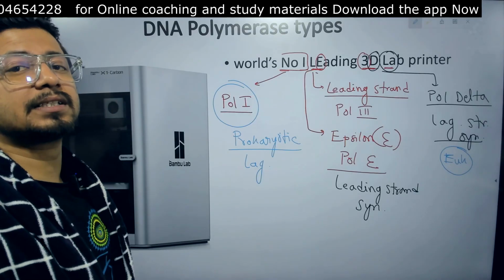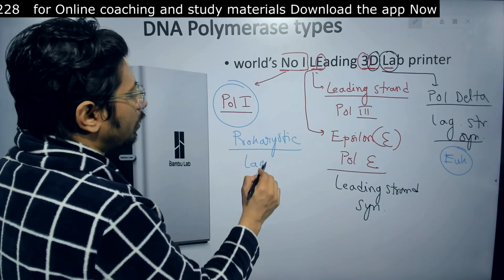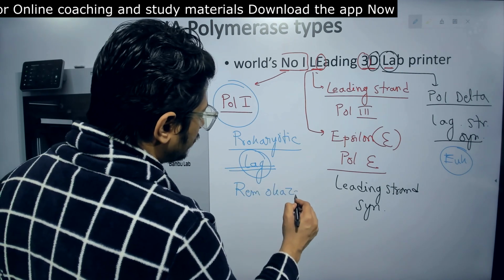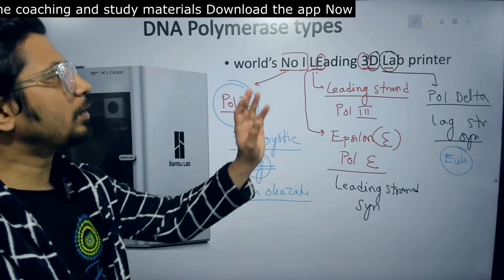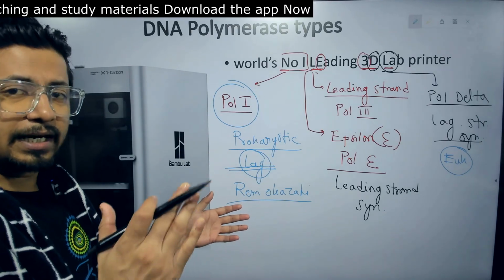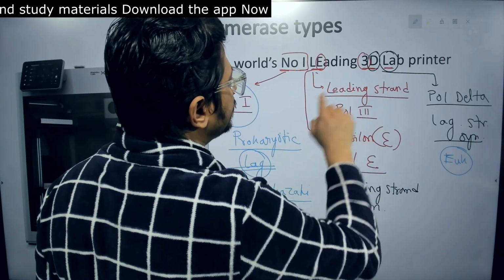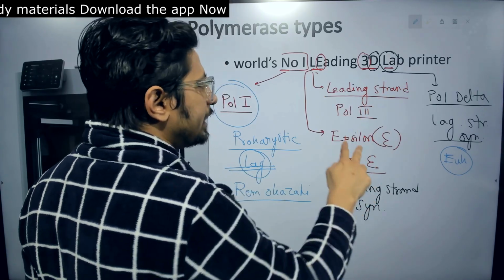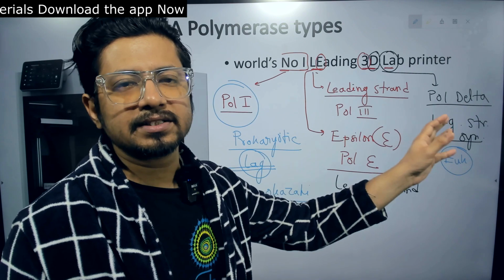Leading and lagging, both strands are synthesized by pol 3 in prokaryotes, but pol 1 is involved not only in lagging but, in reality, in removal of Okazaki fragments. Remember, removal of Okazaki fragments is done by pol 1. So world's number one leading 3D lab printer: pol 1 with Okazaki fragment removal, done in the lagging strand of the prokaryotic DNA. So pol 3 is for prokaryotic leading strand synthesis, pol epsilon is for eukaryotic leading strand synthesis, while pol delta is for lagging strand synthesis in eukaryotes.